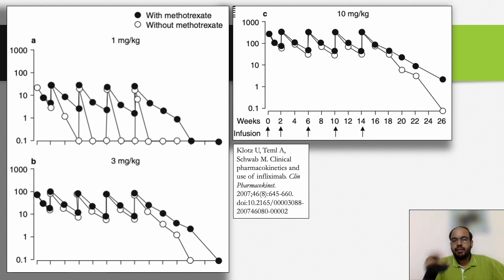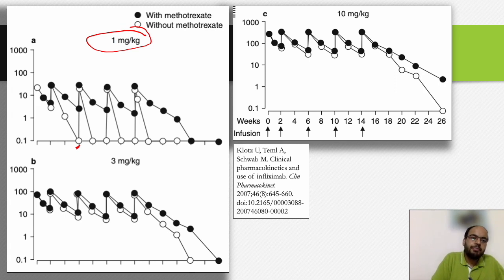Now, this good article I found about using methotrexate with infliximab says that when the dosage of infliximab is low, let's say 1 milligram per kg, the white circles are infliximab given without methotrexate. The levels return back to as low as baseline because of autoantibodies. But if you give it with methotrexate, the black ones, the level somewhat remains above baseline, and it doesn't tend to touch baseline.